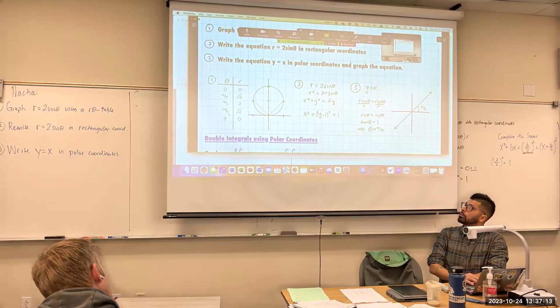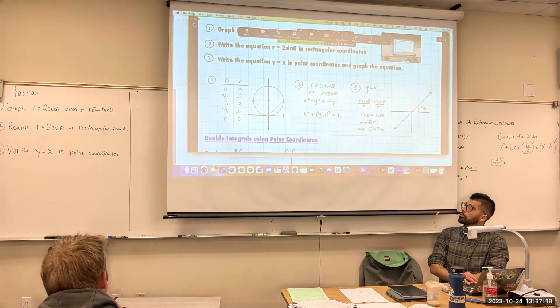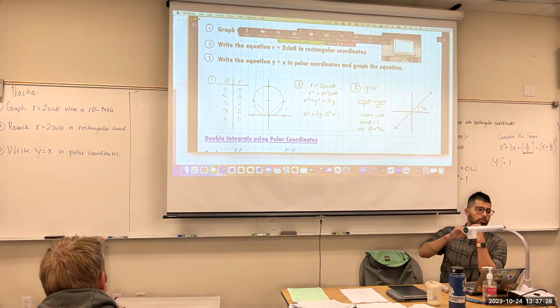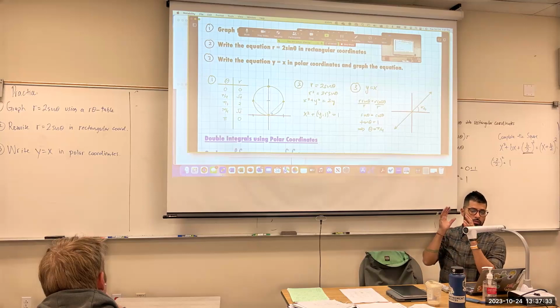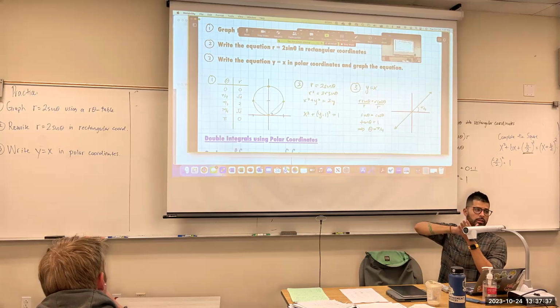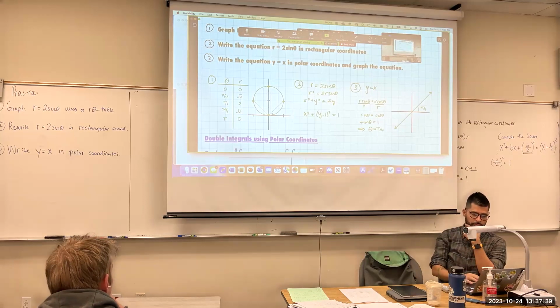At 3 pi over 4, sine is positive √2 over 2. The 2's cancel, so at 3 pi over 4, it does stretch towards 3 pi over 4. And then at pi, sine is 0, so you get back here. So notice this time you get a circle towards the y-axis. So when it's 2 cosine theta, it's on the x-axis. When it's 2 sine theta, it's on the y-axis.